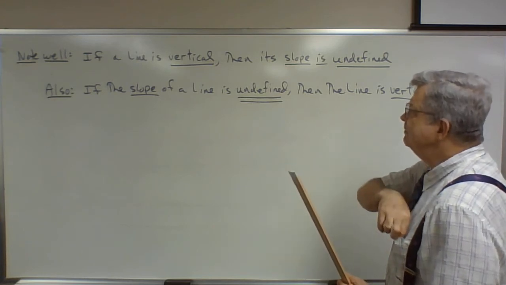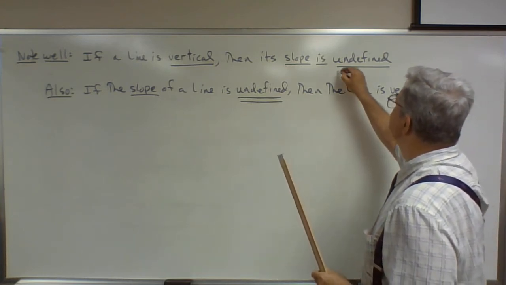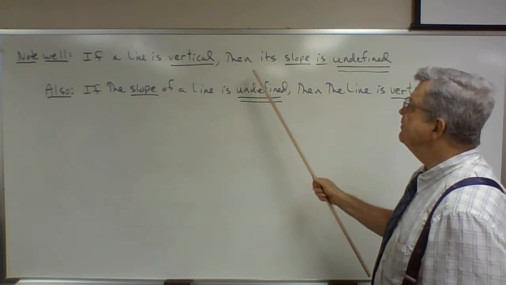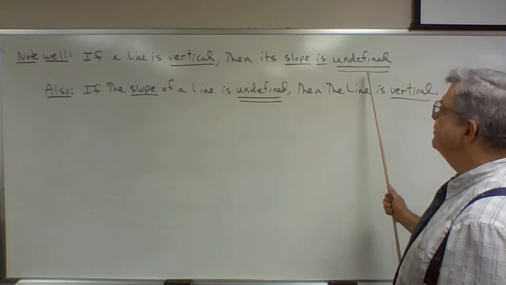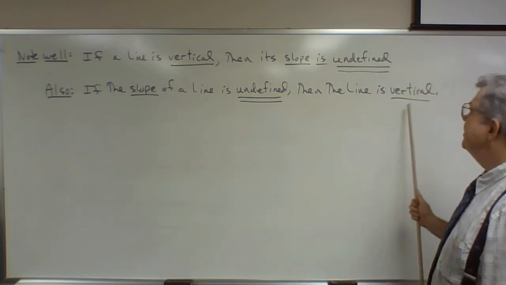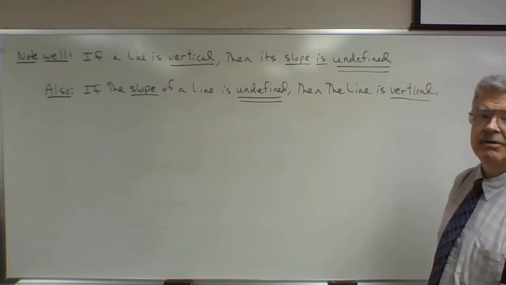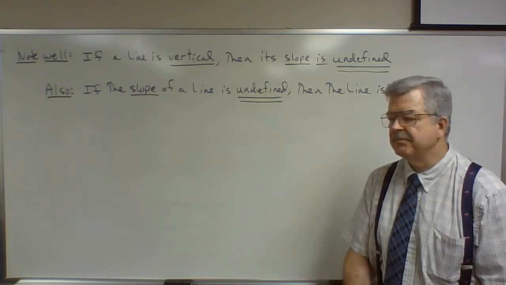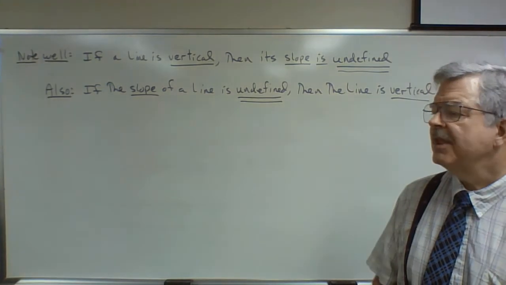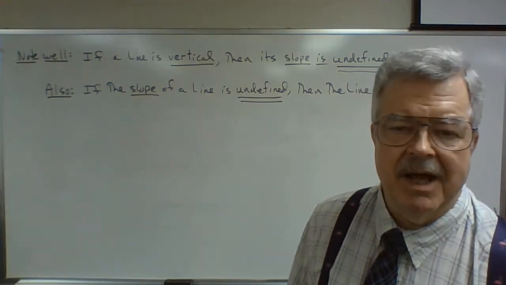So if a line is vertical, then its slope is undefined. If the slope of a line is undefined, then the line is vertical. They go hand in hand. Now let's look at some equations of a line.